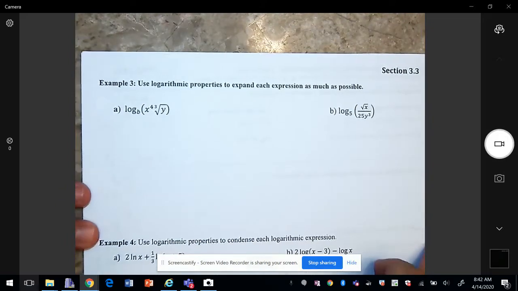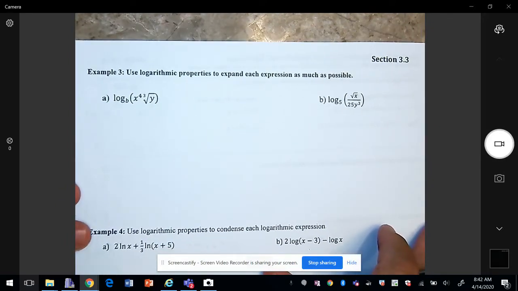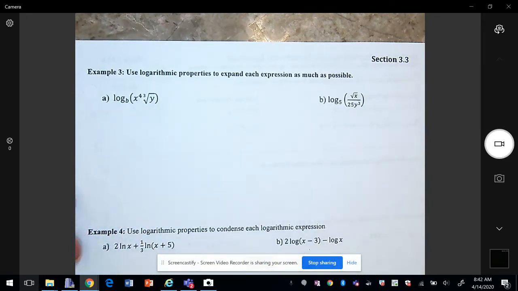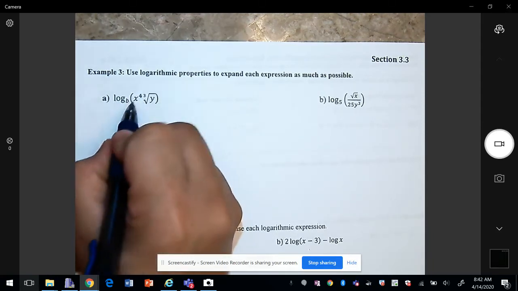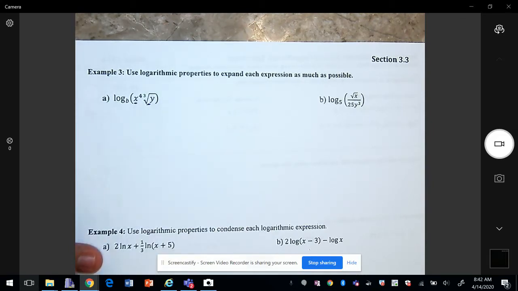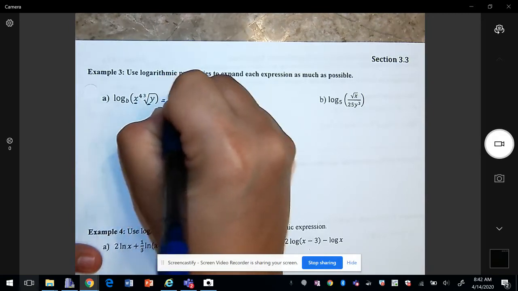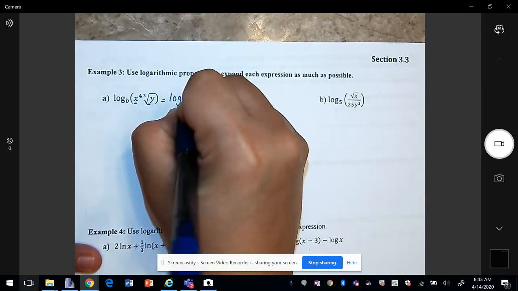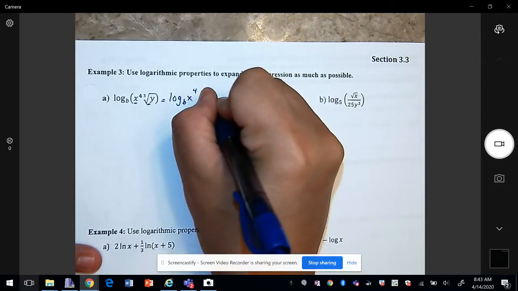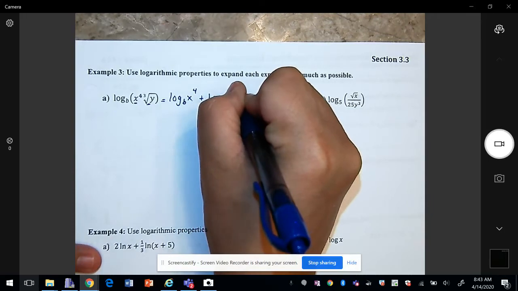So here it says use logarithmic properties to expand each expression as much as possible. So notice here you have one logarithm. So after expanding, we should have more than one logarithm. So we look at the first one. We have x to the 4th being multiplied to the cube root of y. So I can separate these using addition. So this would be using the product rule, log b x to the 4th plus log b of the cube root of y.